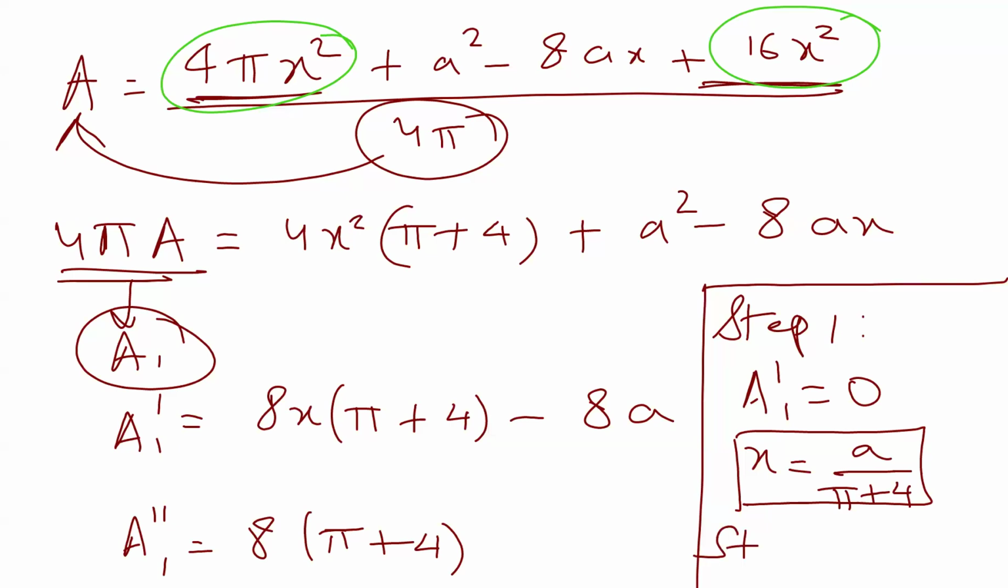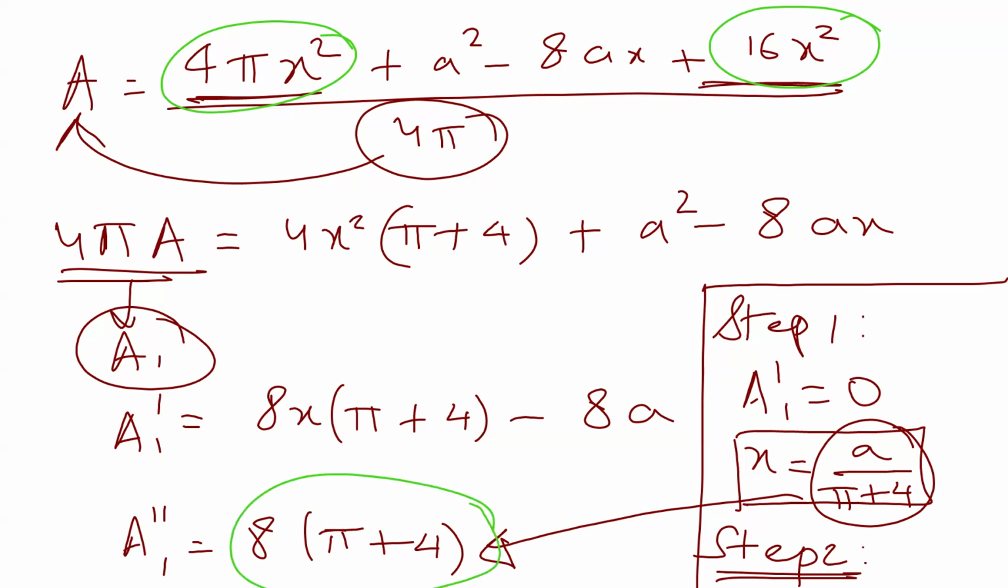Step 2. You people are solving. Put x is equal to A upon pi plus 4 in a1 double dash. Now we really cannot put the value of x. So directly we can comment a1 double dash is, anyone? It is greater than 0. And if a1 double dash is greater than 0, hence minima. A1 has minima. These steps you have to write. You have to conclude that it has a minima. There are marks for it.